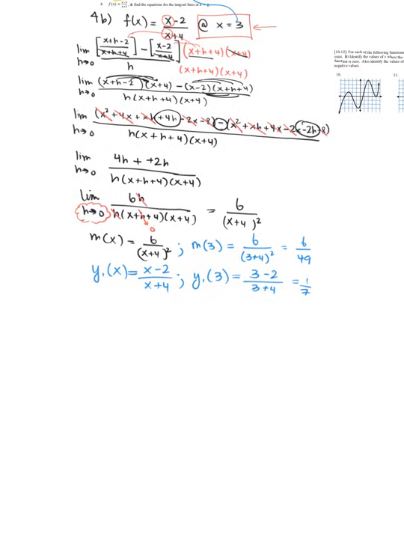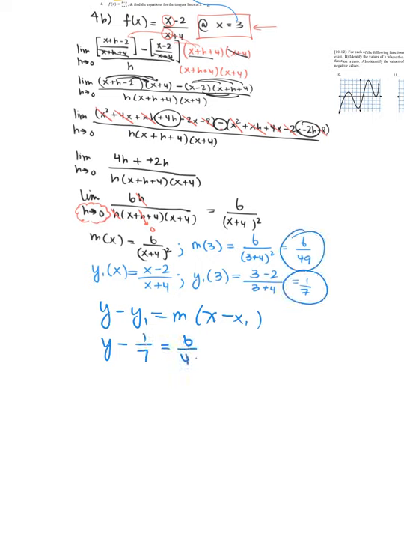So now I have everything I need to write that equation for the second part of the problem. So it'll be y minus my value for y, and then my slope, and then x minus the x I used, which was 3. And that would be the second part of the answer. Okay? All right, so there is that equation.